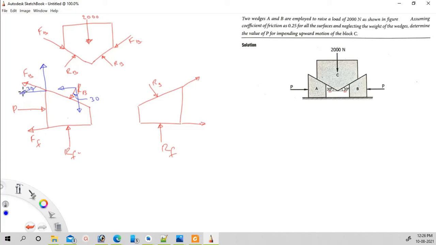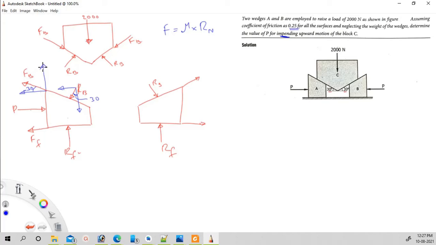So this component will be FB. FB is also impending upward. The problem mentions that the motion is impending upward. Okay, when you apply a force of P from left and right on these two blocks A and B, then this block will be moving up, and the motion is impending. That means this FB is a limiting friction. Limiting friction. Okay, so for limiting friction, we know the equation F is equal to mu into Rn, the normal reaction at that point. So here mu is 0.25 for all the surfaces.